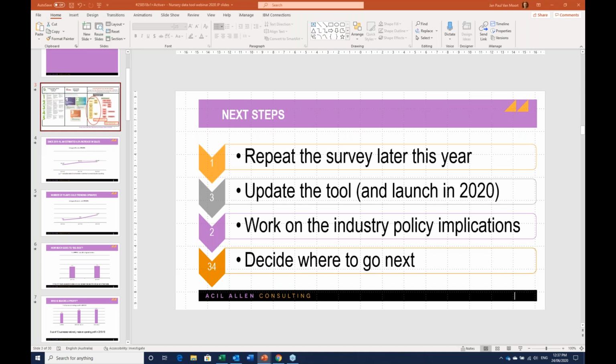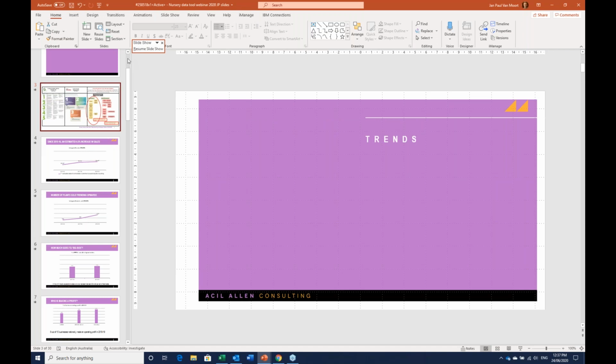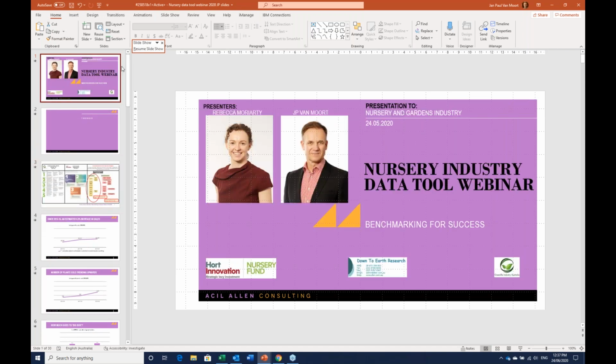We'll keep on working on the industry policy implications. This is also the final year of the project. It'll end in about Easter next year, so we've got to decide where it goes next. We're also doing a lot of work looking at how other horticultural sectors are approaching this type of thing, to share lessons and to look at how we can improve things for horticulture into the future. Ultimately the tool's going well, but this is not so much about the policy dimensions as about what it means for you.